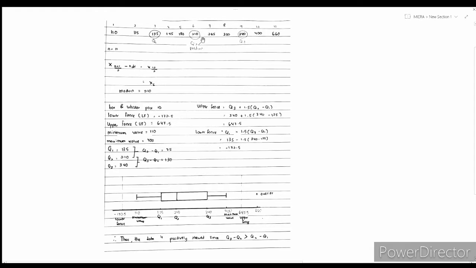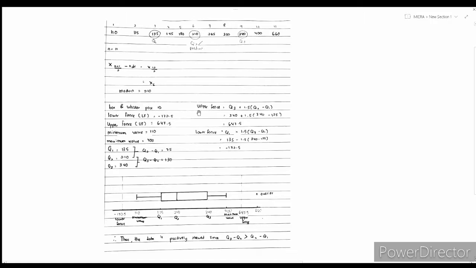After we find the second quartile and median, we can find the first quartile and third quartile. To do a box and whisker plot, we need 7 data: the lower fence, upper fence, minimum value, maximum value, first quartile, second quartile and third quartile.